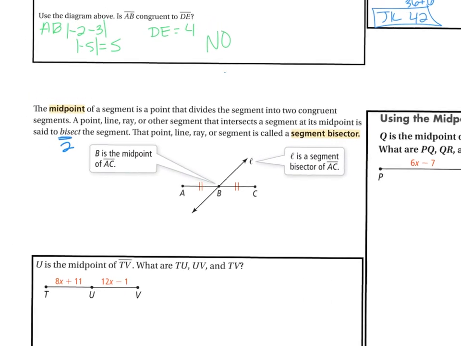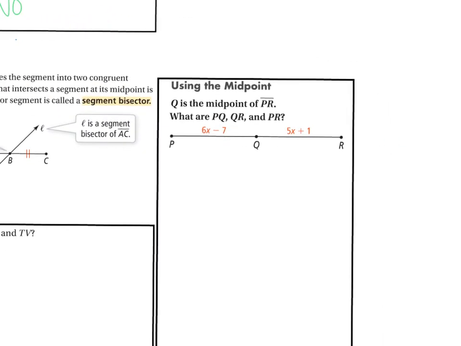Okay, use the midpoint. So Q is the midpoint of PR. What are PQ, QR, and PR? So if Q is the midpoint, then that means this and this must be congruent. Do you agree? Hopefully you just said yes. So if they are congruent, then they have to be equal to each other, right? That side equals that side.